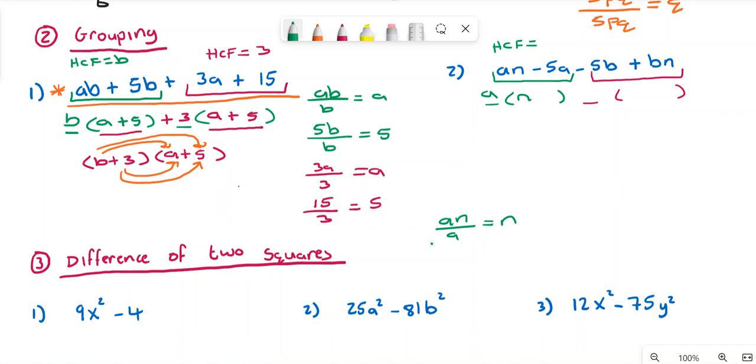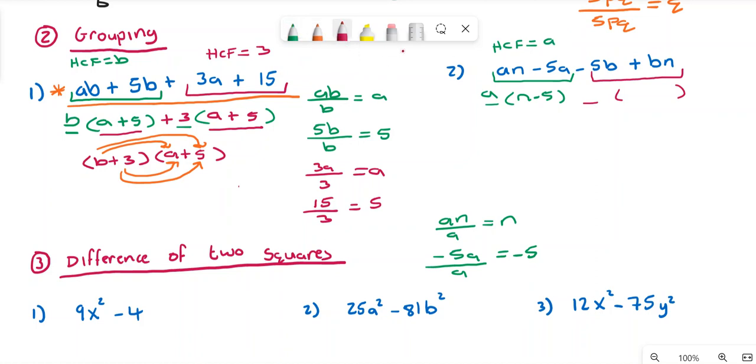And then if we take the second term, so minus 5a, and we divide this by a, these will cancel out, and that's going to be minus 5. And then we put our answer in here, so minus 5. So that's the first group factorized. Then we move on to the second group.